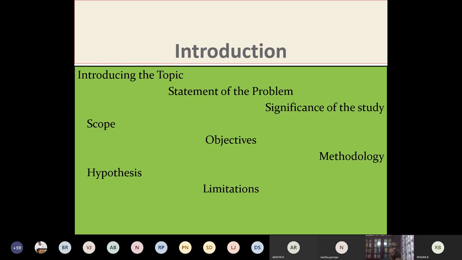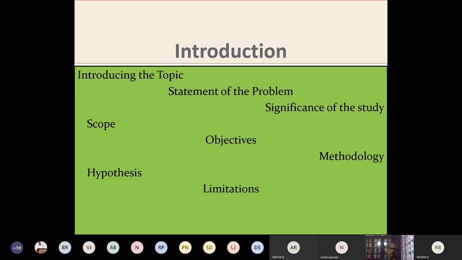Okay, we are going to deal with the contents of different chapters. I hope I will be speaking about the contents of two chapters today. The first chapter is introduction. As far as PG or MPhil students are concerned, you should be very careful about this, because this is the most important chapter determining the quality of your work. From the evaluator's point of view, this is a very important chapter. So you should know exactly what are the things that you put in this chapter.